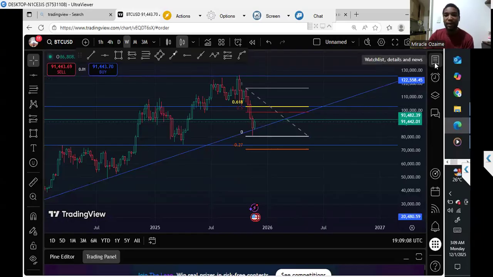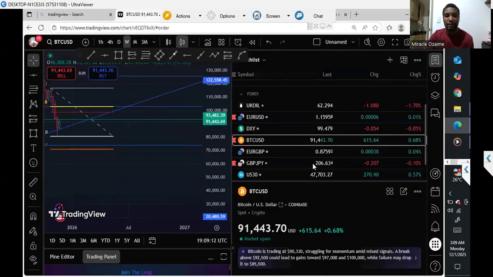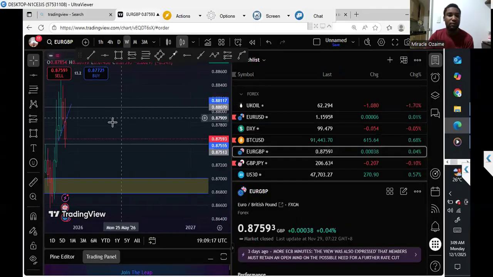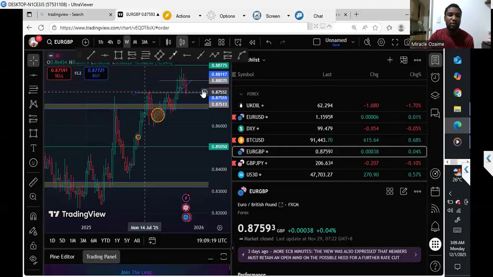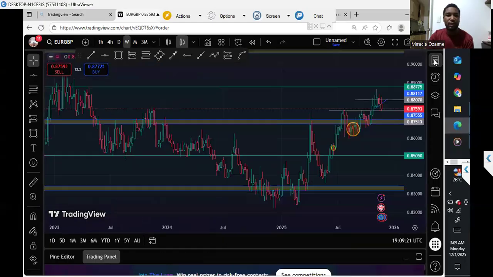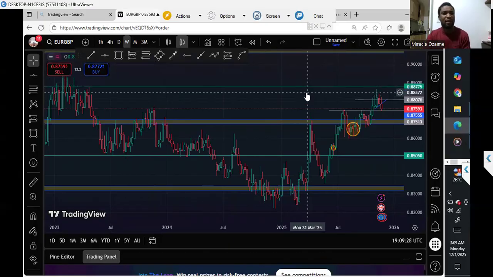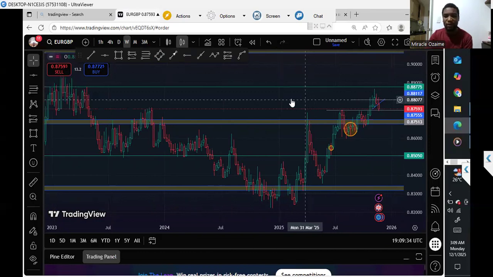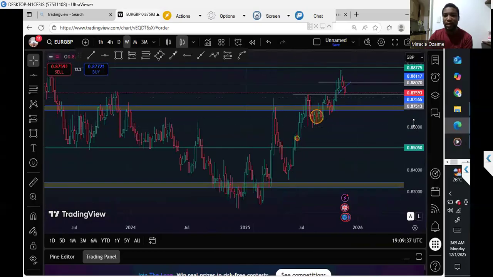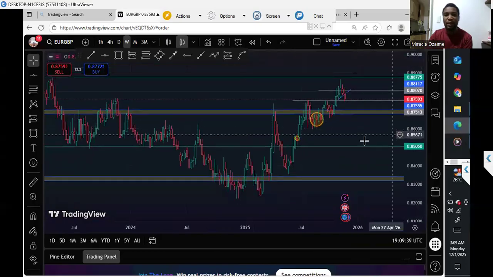Then the next pair that I'm going to be looking at is GBP, Euro GBP. I took the sell trade on Euro GBP last week. My thought process on Euro GBP as of last week, I was not really concerned about the monthly time frame that much. I was looking at the weekly time frame, and the weekly time frame was telling me.